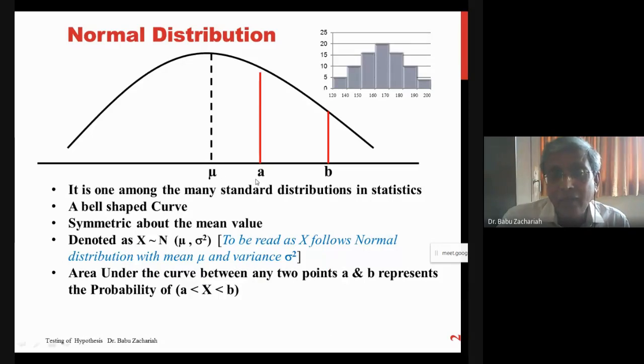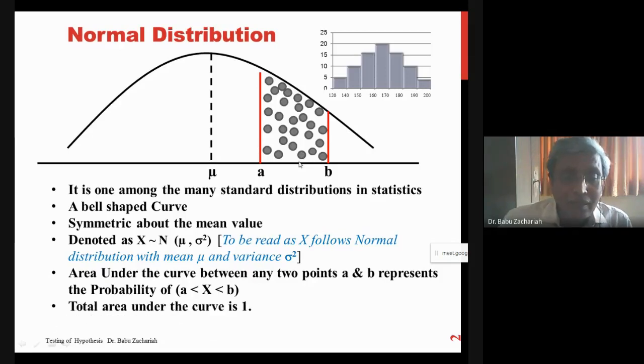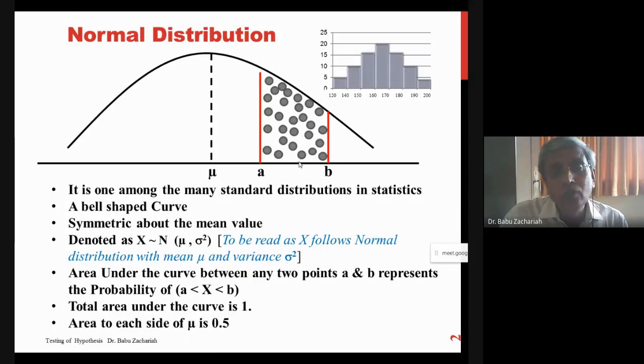Suppose I find the area between A and B here, this is the probability that X falls in between A and B. Then the total area under the curve will be 1. And the area on each side of mu will be 0.5. So this is our general understanding of normal distribution.